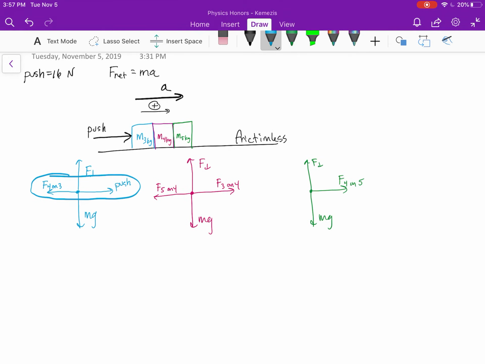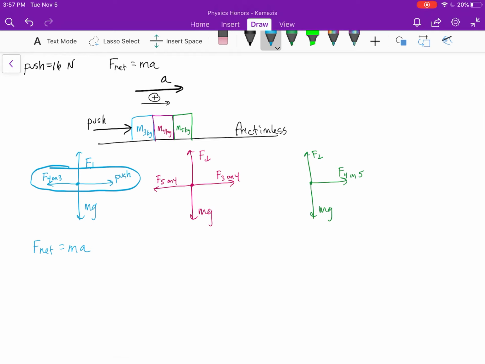And since this object is moving to the right in the positive direction, the push force, right? I'm actually going to just start and remind us that what we are doing is F net is equal to ma. Right? The net force on this object 1 is equal to the mass of object 1 times the acceleration of the object.